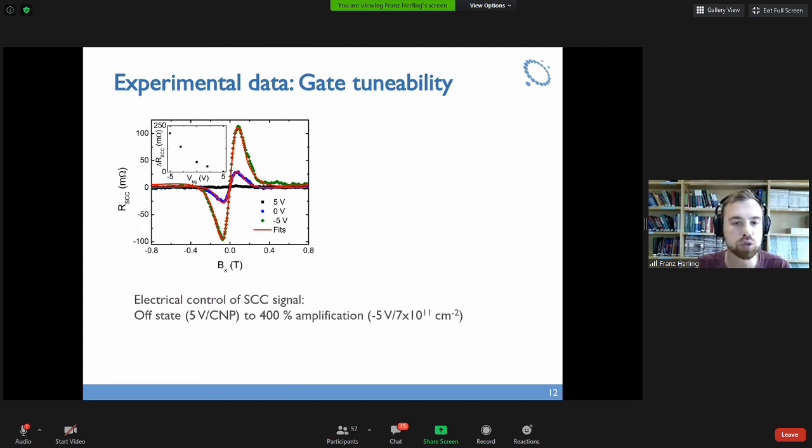What we couldn't do, but there has been a recent publication from the group of Valenzuela, where they can also change the sign. By increasing the gate voltage, you can change the sign of the spin to charge conversion, and you can actually reproduce this theoretical prediction that I showed in the introduction of the talk.